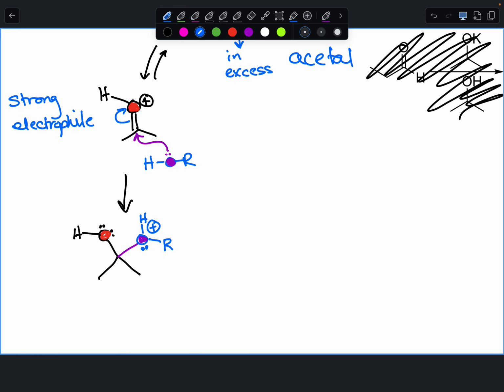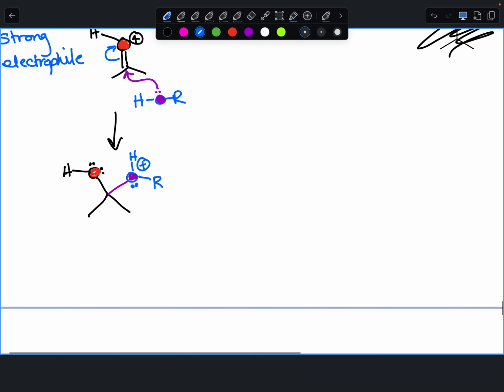So why is it always under acidic conditions? Because we need to make the oxygen leave. How do you feel about this mechanism? Give me one of these if you're like, let's do it. Okay, we're gonna do it.